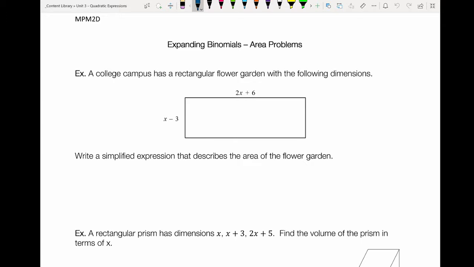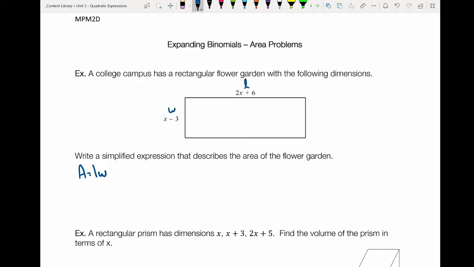So in the first example, a college campus has a rectangular flower garden with the following dimensions. We can see it here, x minus 3 is one, and 2x plus 6 is another. We want to write a simplified expression that describes the area of the flower garden. So because we're dealing with area, remember area is length times width. In terms of my flower garden, we can call this length and this width.